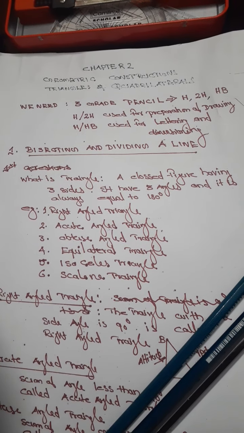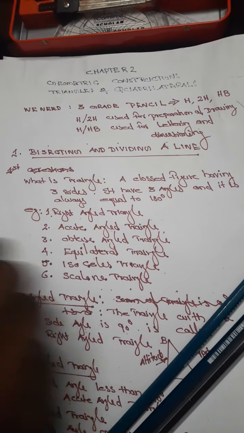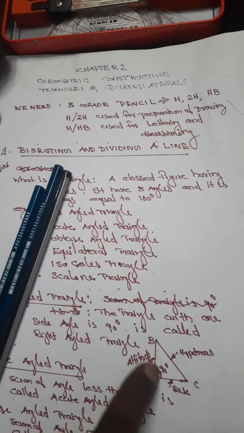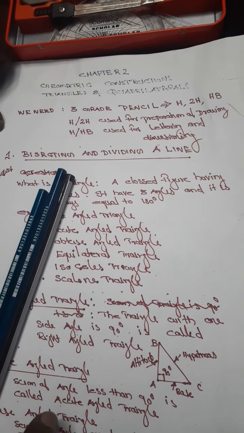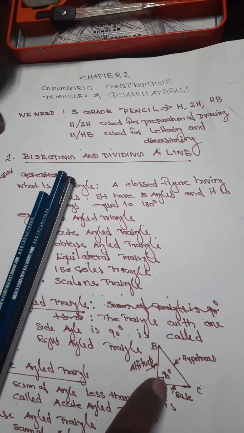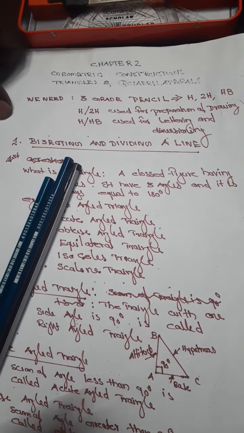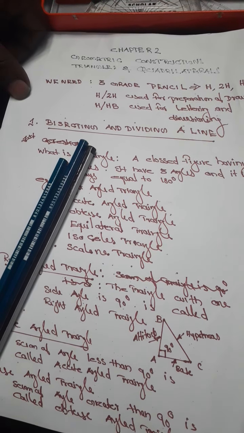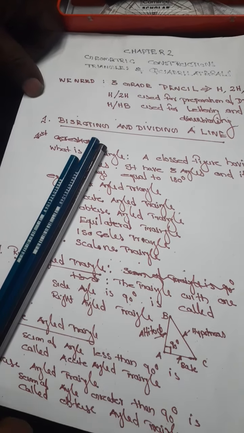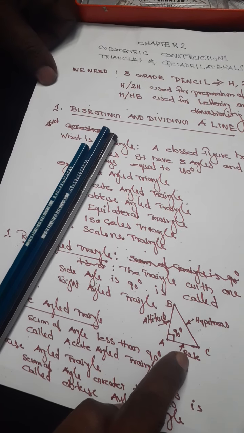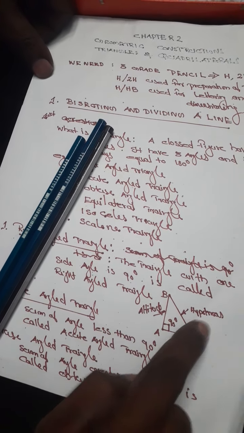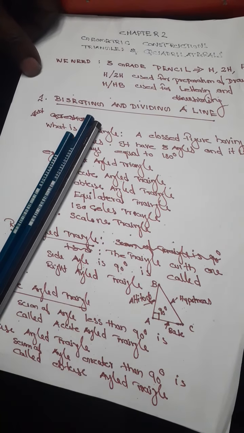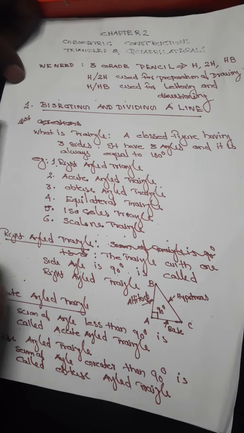What do you mean by a right angle triangle? Here I draw a right angle triangle. What is the speciality of a right angle triangle? One of the angles is 90 degrees, and the sum of the angles is 180 degrees. There are 3 sides: base, altitude, hypotenuse. Such a type of triangle is called a right angle triangle.